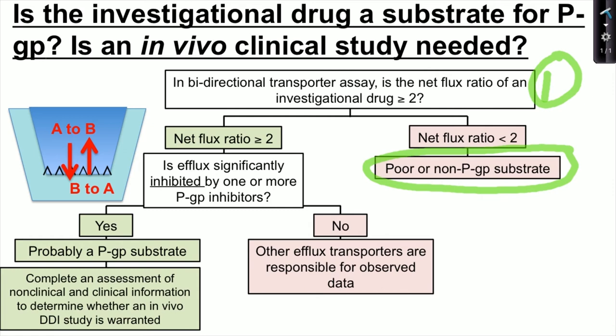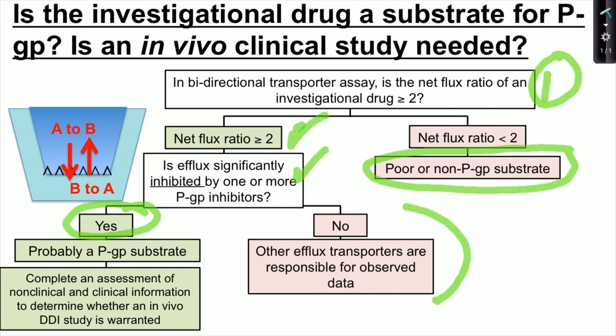However, if the ratio is greater than 2, now you're a little bit aware that this could be potentially important, so you add an inhibitor. If the inhibitor doesn't inhibit the flux ratio and it stays at 2 or 10 or whatever, it's not inhibited, then other transporters, not PGP, are responsible for that greater B to A flux than A to B flux. Again, you're going to have to figure out what those other transporters may be. However, if the flux ratio is greater than 2 and it's inhibited by one or more PGP inhibitors, then you can conclude here in the green, yes, it's probably a PGP substrate.